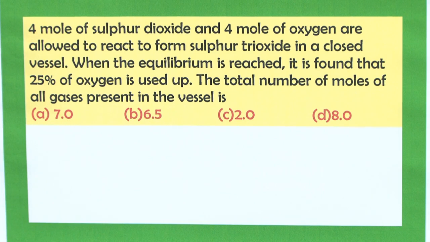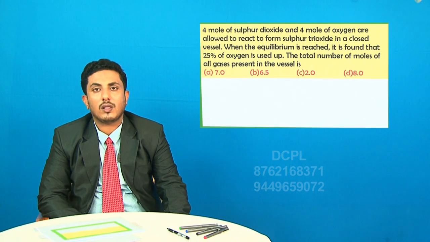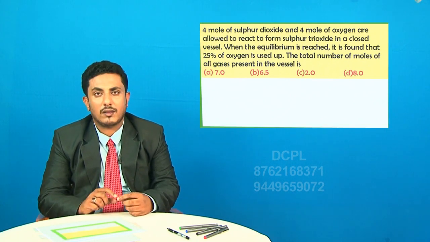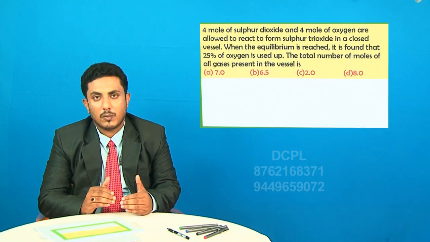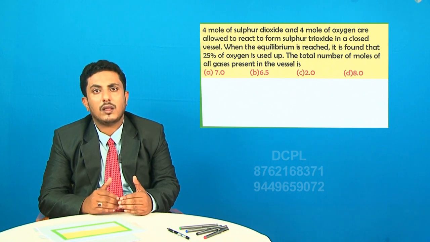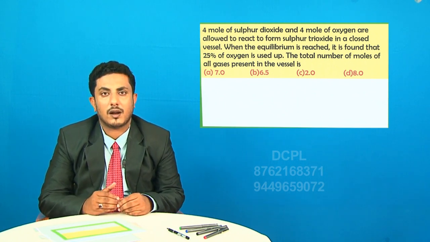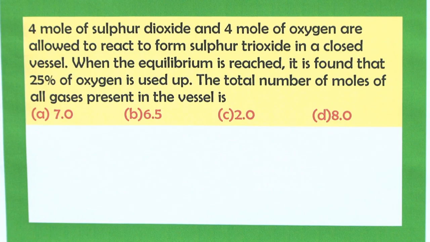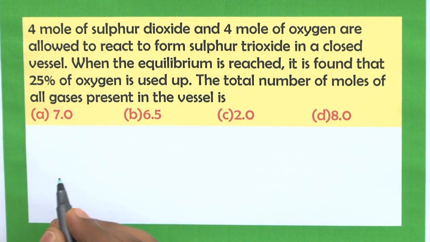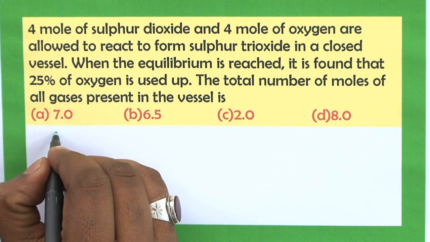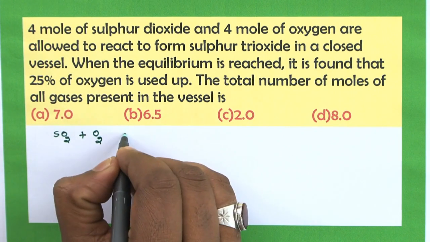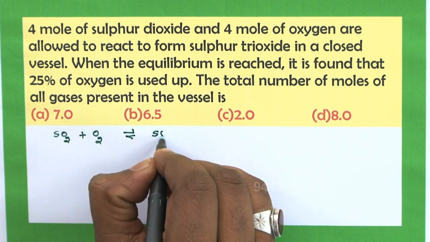In this question, we need to find the number of moles of all the gases that are present at equilibrium. For this, we first write the reaction, then the initial number of moles they have given, then the number of moles reacted, then the number of moles of all the gases remaining at equilibrium. Let's start the solution, students. 4 moles of sulfur dioxide and 4 moles of oxygen are allowed to react. So this is a reaction between sulfur dioxide and oxygen to form sulfur trioxide.